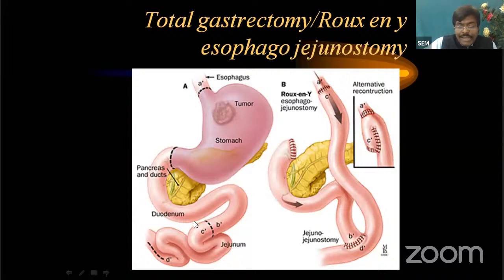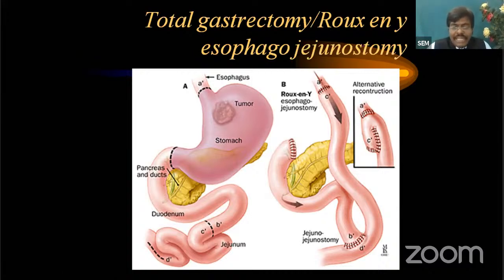See, you have to see the numbers. You have to spend some time to understand. The C, that is the distal part of the jejunum, goes here and joins. So food from the esophagus goes into the distal jejunum like that, and the bile will go and mix. It is something like a glorified Billroth 2 type, but here the bile will not reflux this way into the esophagus. So you don't have bile reflux esophagitis.